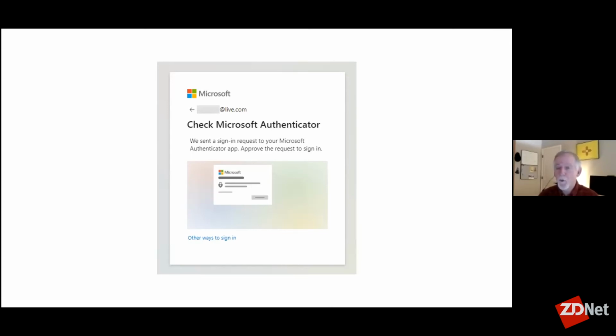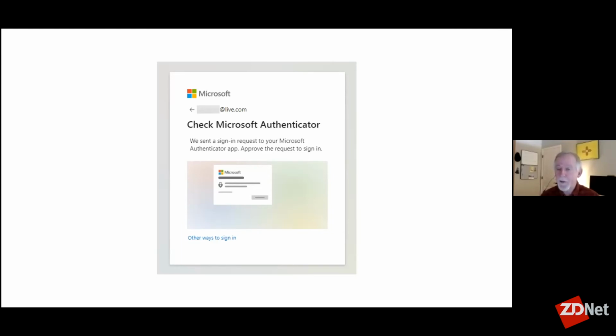It tells you where the request is coming from, and assuming that you sent that request yourself and you know the number that's on your screen, you can approve that request, and then you sign in and you don't have to enter that password on your new device. It's a real time saver.